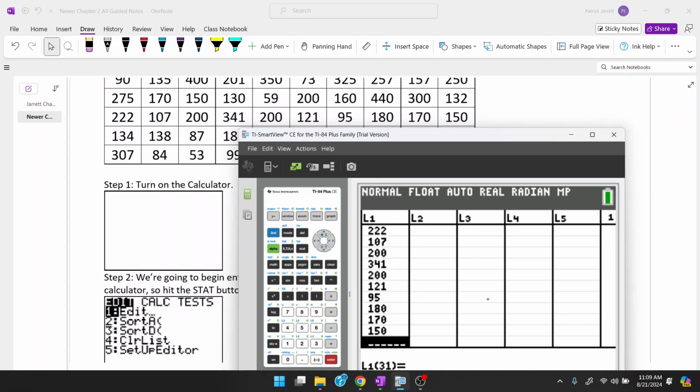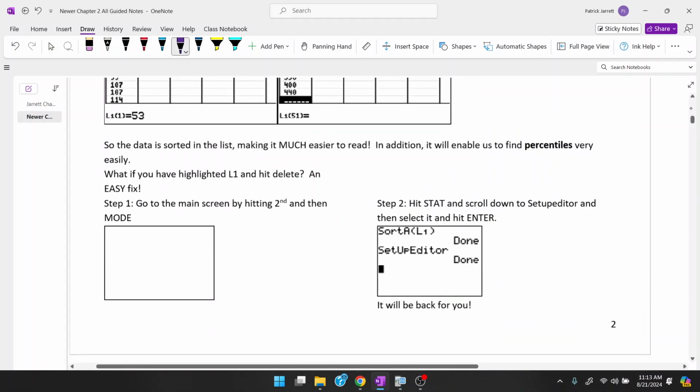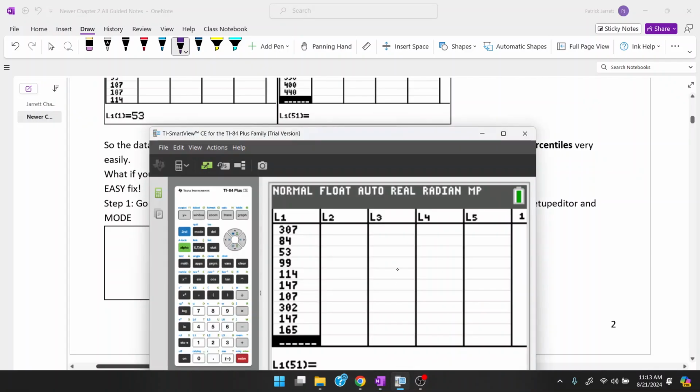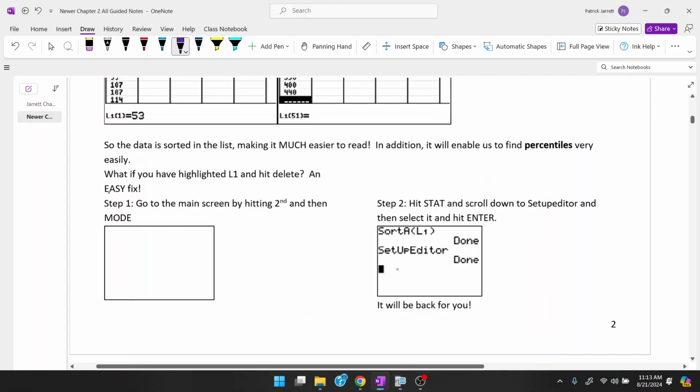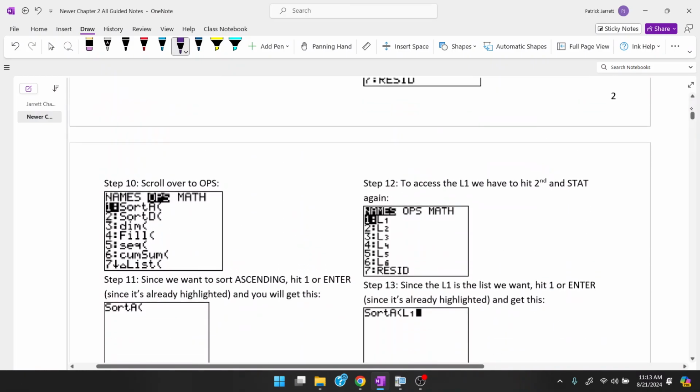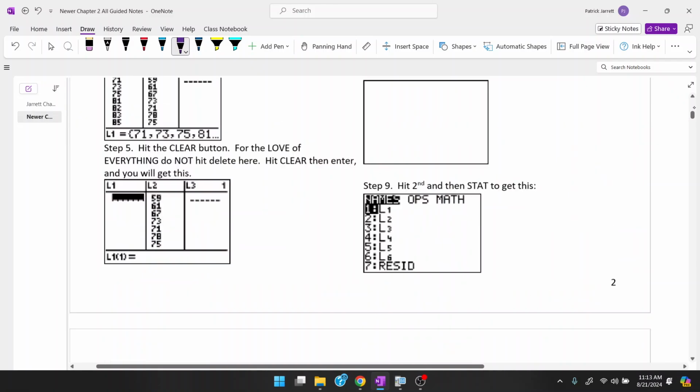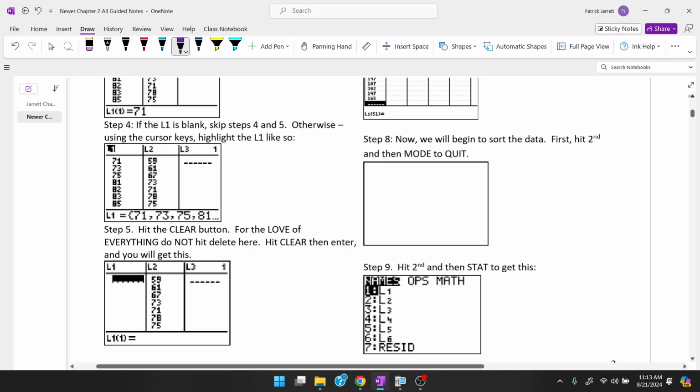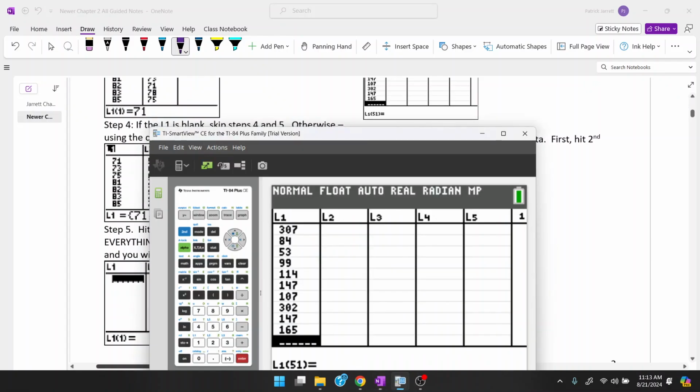Go ahead and enter the last 20 pieces of data. Entered all 50 pieces of data. Now, here's the thing. A slight little problem that we have with this is the data is not in order, but we're going to fix that. So what we can do is, if you look at step, starting with step 10, or actually step 8, here's what we're going to do.